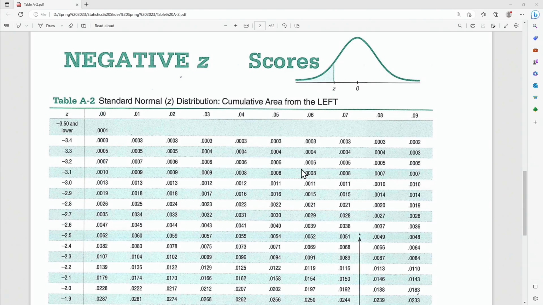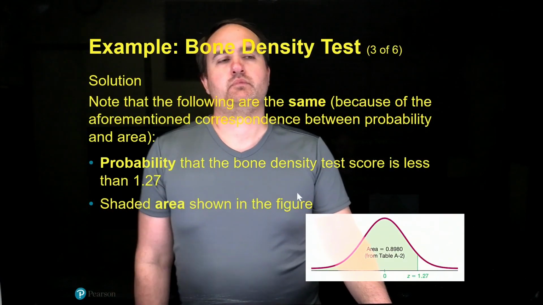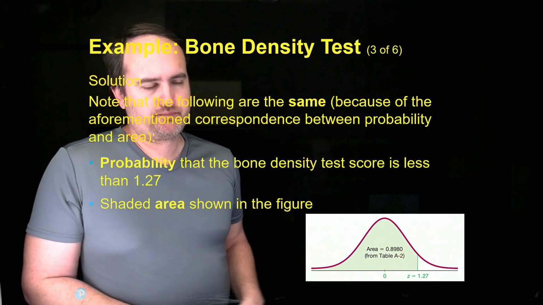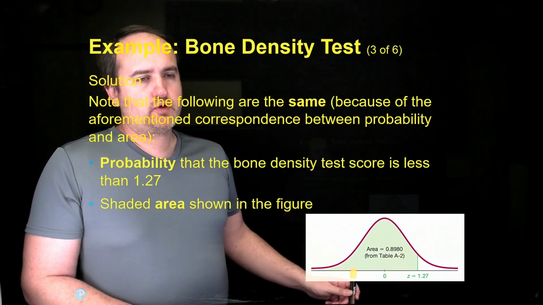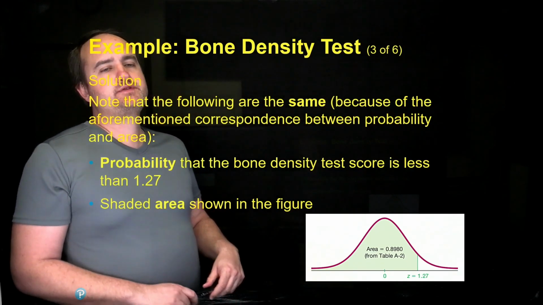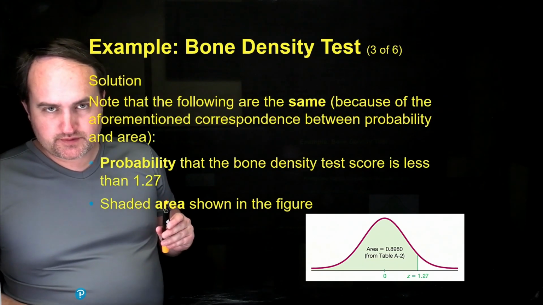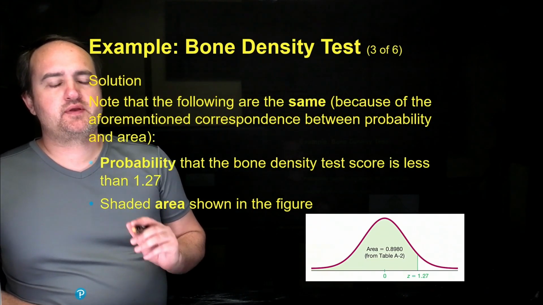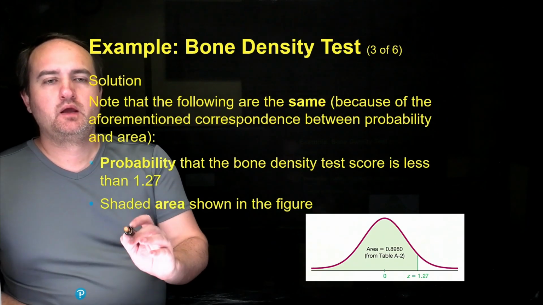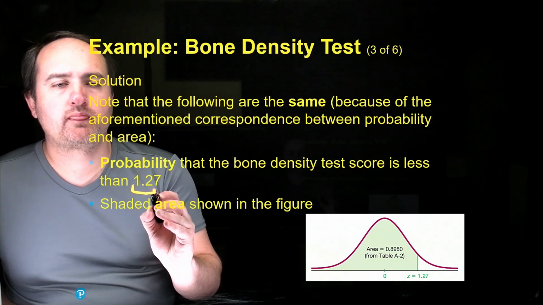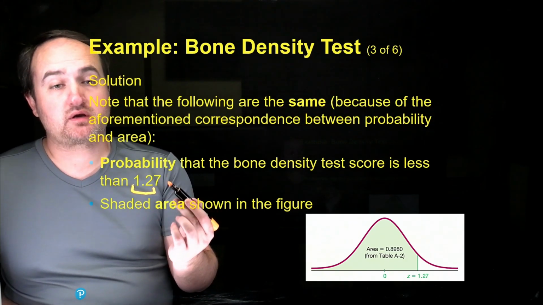Okay, so let's go back to the slides and figure out how they looked up that area. They say that the area is 0.8980. If you look at table A2 and we want to find a bone density test score that is less than 1.27, we just look at the number 1.27. The first 2 digits give us the row, and the last digit gives us the column.